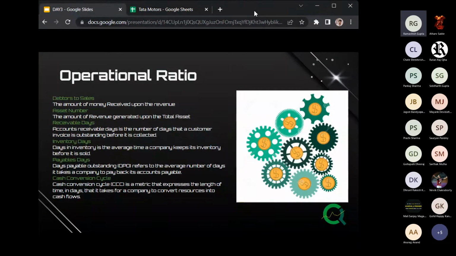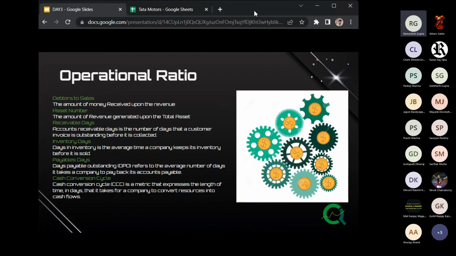Or suppose they are selling insurance along with cars, or maintaining your cars. So it has to pay money for that. And how many days does Tata Motors take to pay that money? Those are payable days.